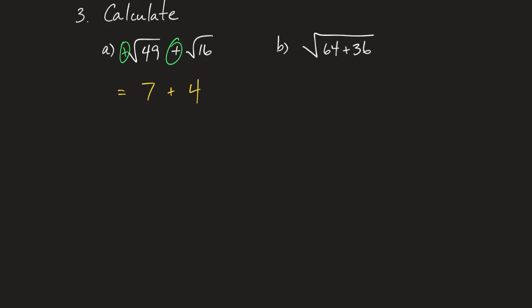So my answer to this question would be 11. If I very quickly threw up root 49 minus root 16, well, now my solution would be 7 minus 4. The sign out in front dictates what operation you do. Okay, I'm hoping that got us through A. We felt pretty good with it. Let's take a look at question B.